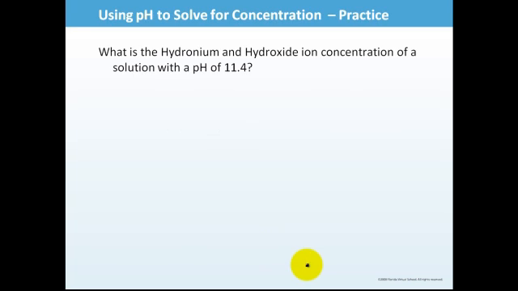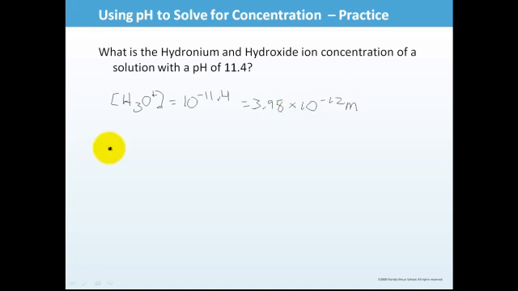All right, so let's try one. What is the hydronium and hydroxide ion concentration of a solution with a pH of 11.4? All right, so going back to our formula from the last screen, to get the hydronium ions, we take base 10 to the negative pH. So in this case, negative 11.4. All right, we plug that in to our calculator. 3.98 times 10 to the negative 12 molar.